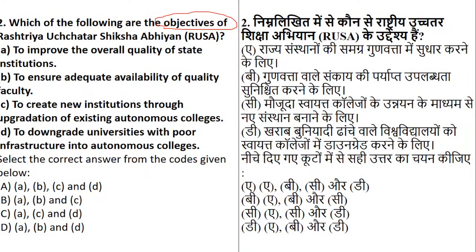So let us see, if you go with this particular question in the form of elimination, you will definitely get the right answer. But there are some mixed answers also coming, A also, B also. Why is there confusion? If you go with elimination, it will definitely come. If you read all the options, see the option which is given over here: to downgrade universities with poor infrastructure in autonomous college. Let us assume that you do not know anything about RUSA, but if you see this sentence, to downgrade universities with poor infrastructure into autonomous colleges.